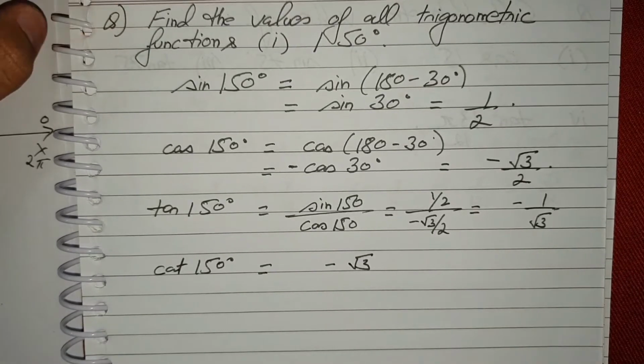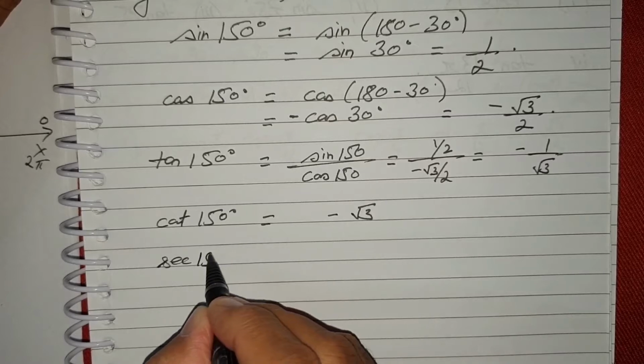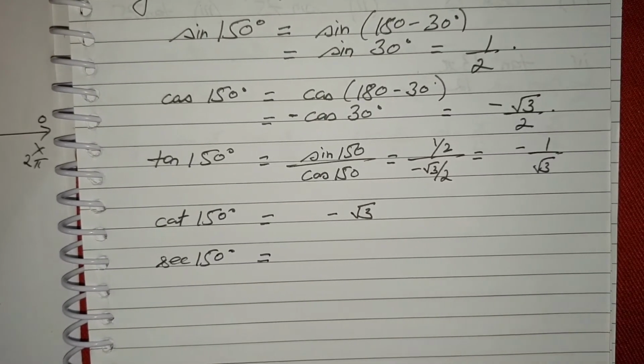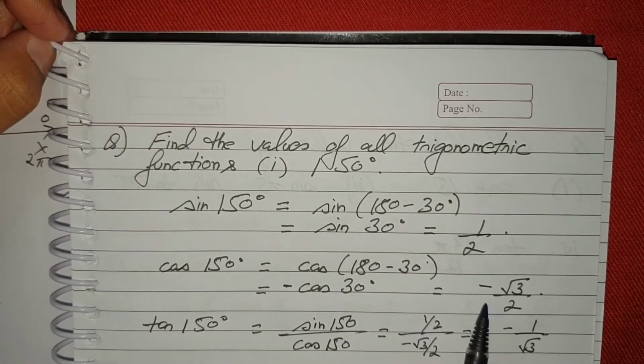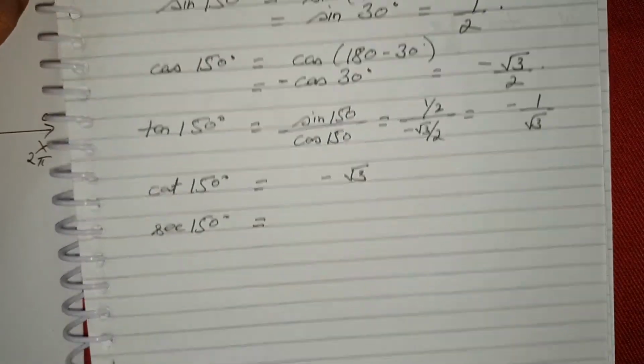Inverse of this. Sec 150. Sec 150 is basically inverse of cos 150, which is minus root 3 by 2. So this will be minus 2 by root 3.